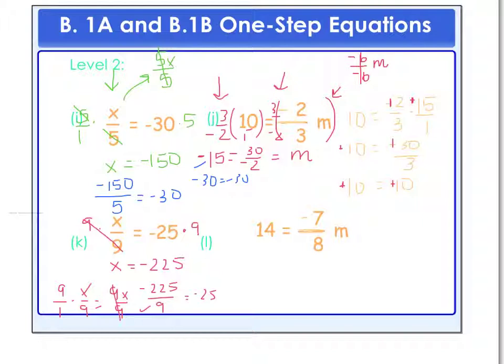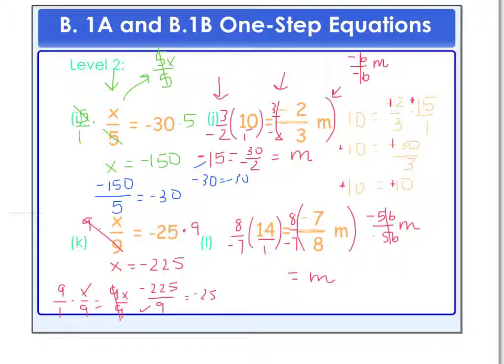So when we go to the next one, letter L, we're going to have to multiply by the reciprocal because we see a fraction next to our variable. In this case, the reciprocal would be 8 over negative 7. So over here, I'm going to multiply by 8 over negative 7. On the right-hand side, we'd end up with negative 56 over negative 56m. Well, negative 56 over negative 56 is 1, so we end up with 1m.